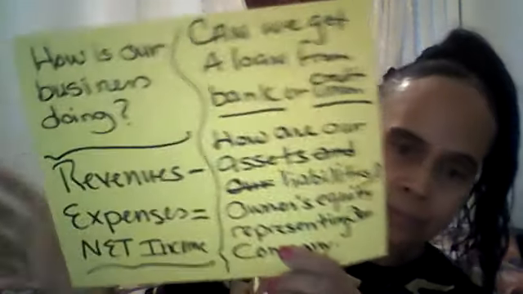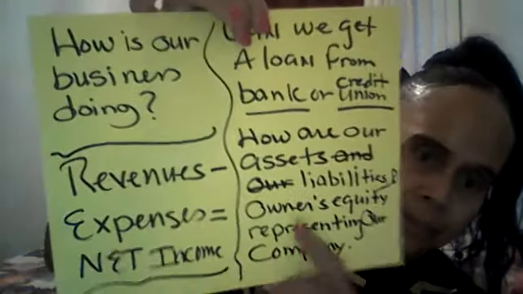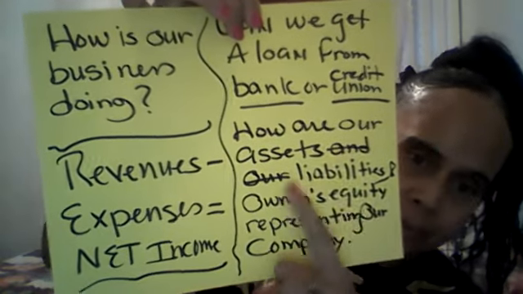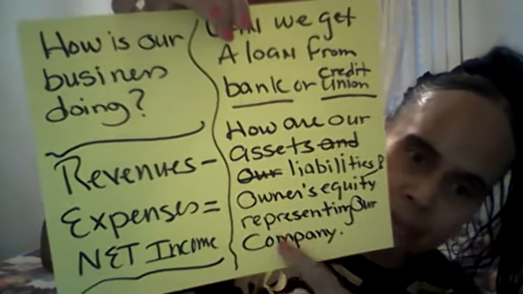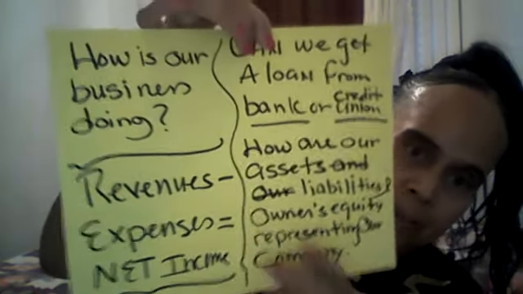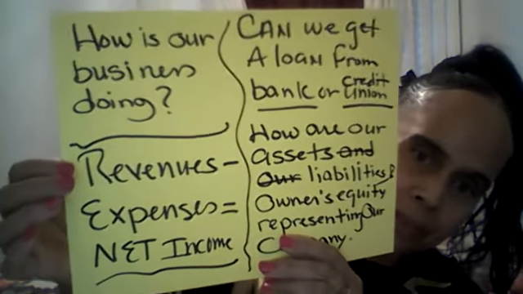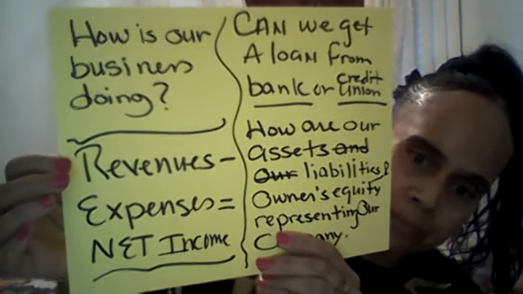And then we have, can we get a loan from the bank or credit union? How are our assets, liabilities, and owner's equity representing our company? Are we bringing in profits, or are we having a loss?